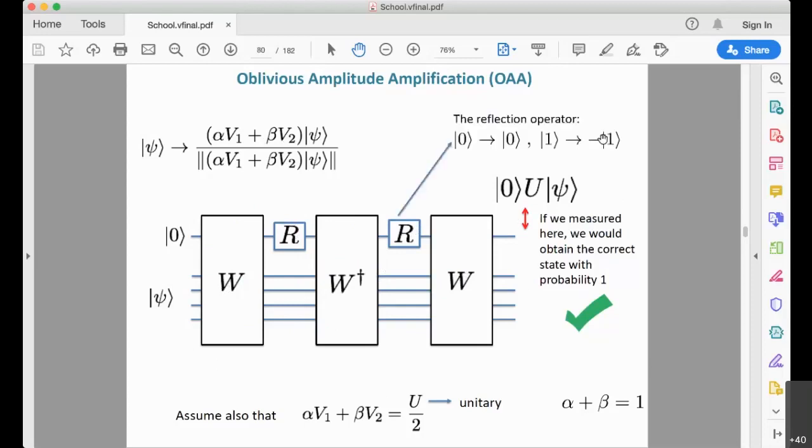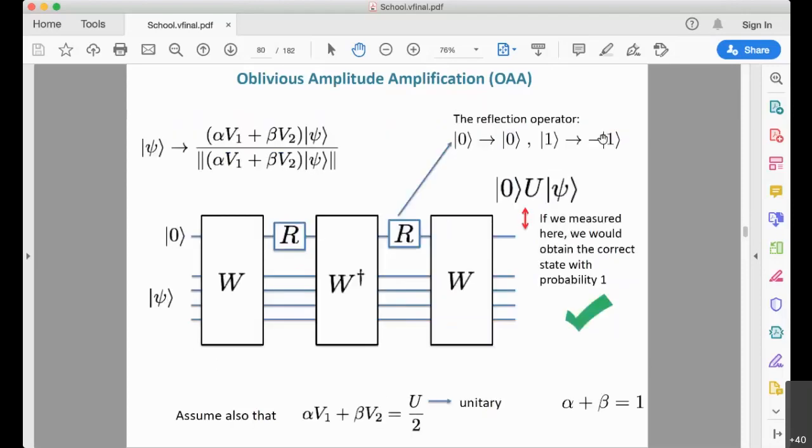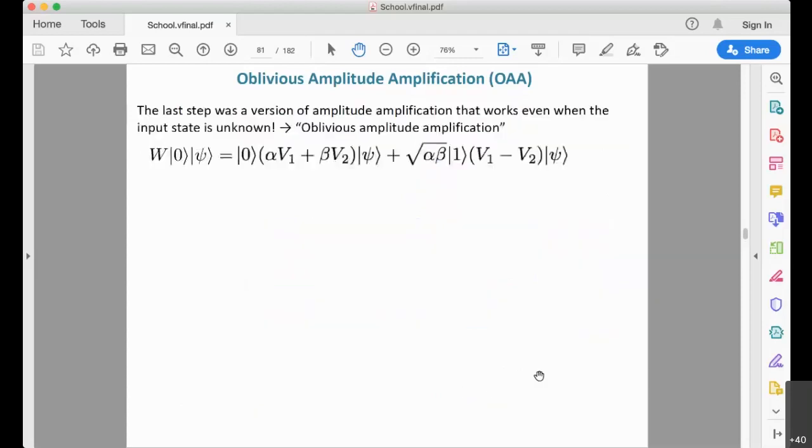I'm going to explain now how it works. But basically, you need this extra assumption that the linear combination of unitaries is exactly half of the unitary. So how does this work? I told you, if I implement the W only once, I have the branch of the state that I want and another branch of the state that I don't want. So if I measure 0, I'm good. If I measure 1, it didn't work.